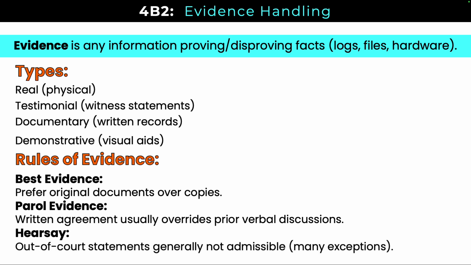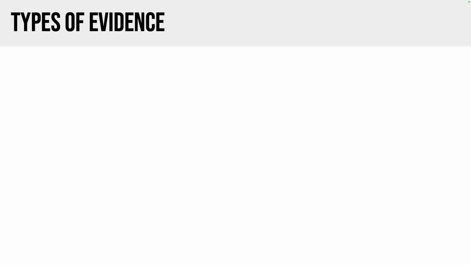There are certainly some exceptions. So this would generally refer to second-hand information. For example, a witness says, "Susan told me Tom was in town," and this is offered to prove that Tom was actually in town. That would be considered hearsay evidence. So, different types of evidence.